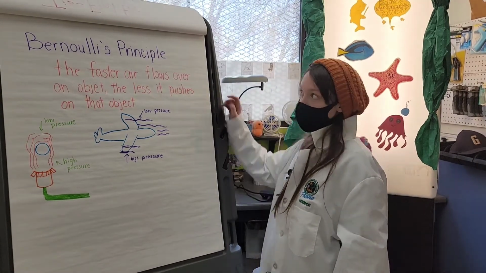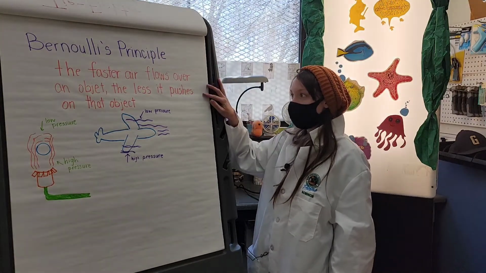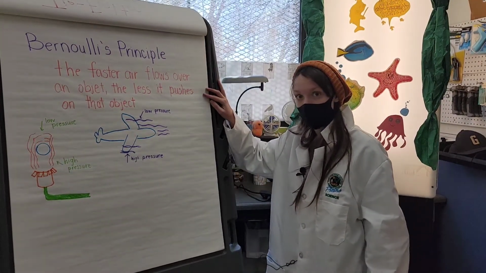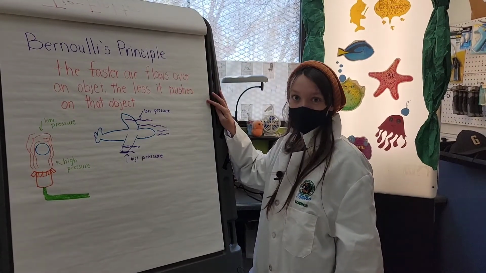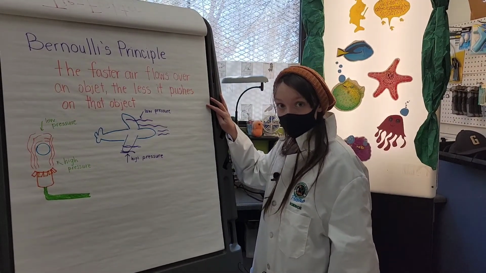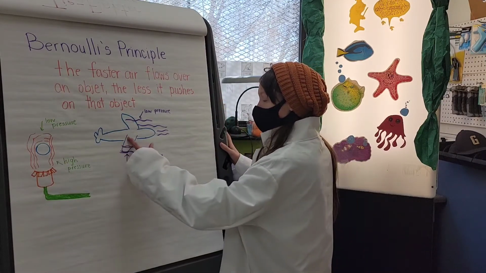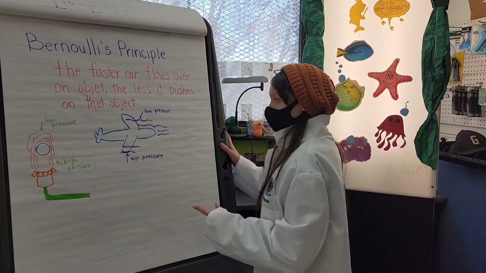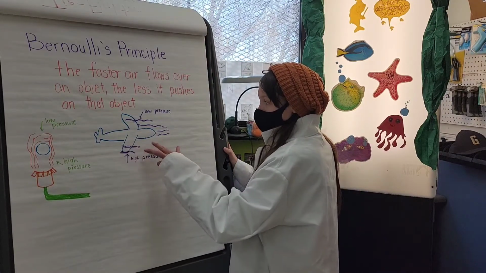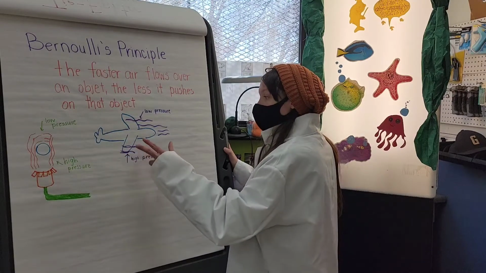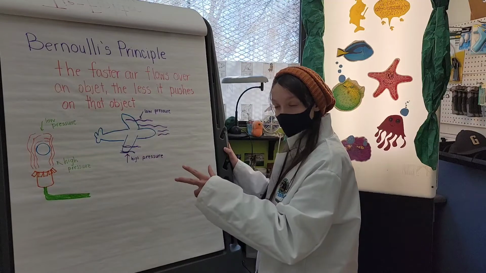We're looking at Bernoulli's principle, which states that the faster air flows over an object, the less it pushes down on that object. So this is a little bit hard to explain. It's definitely harder than the project itself. But let's think about an airplane. So when an airplane is going forward, we'll say in this direction, then the air on top of the wings of the plane are moving the air on top of them a lot faster than it would normally move.